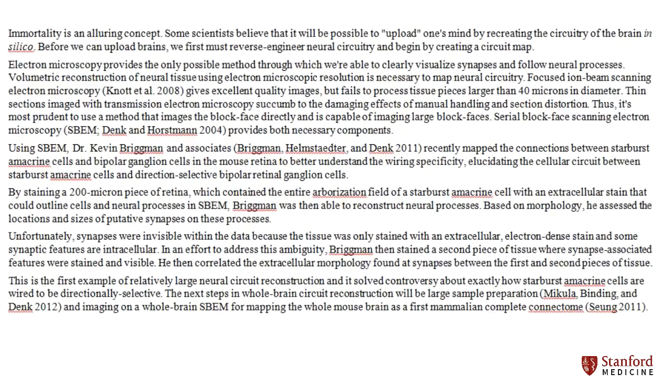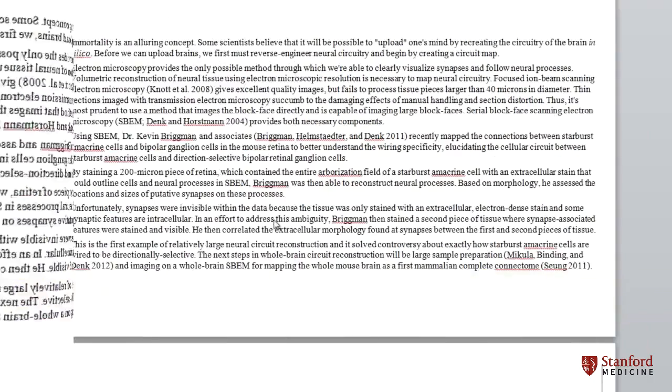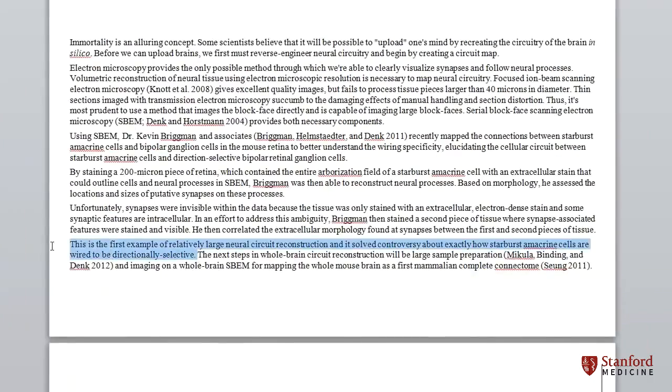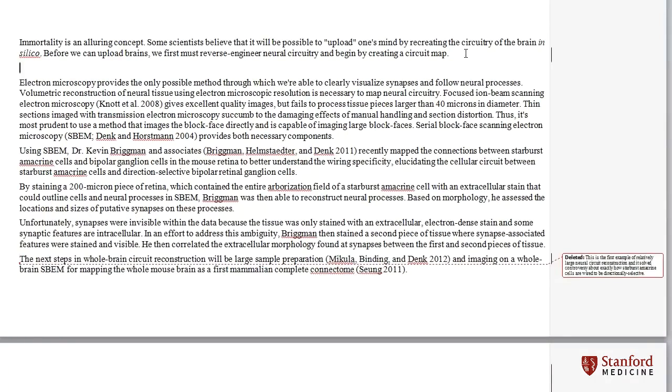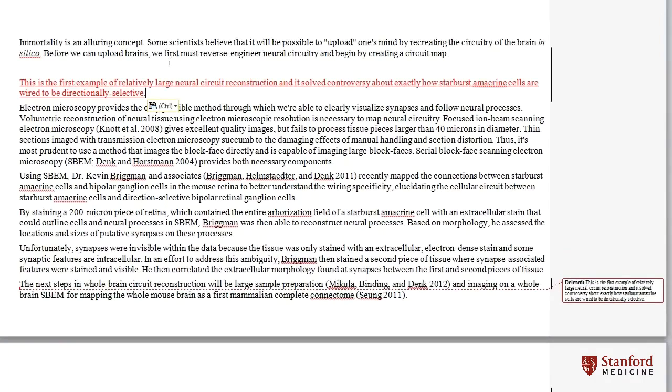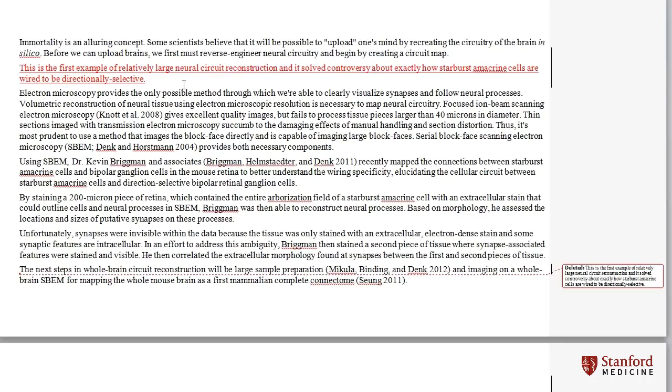So I'm going to move up a little bit from the 3rd paragraph. And actually, if you go all the way down to the end of the paper, the last paragraph, there's a really nice statement of the significance of Dr. Brigman's work. So I'm going to move that up and make this first sentence here the basis of the actual 2nd paragraph of the essay. So I'm going to delete this and pop this right here, because this is the essence of the study. This is the significance of Dr. Brigman's study. What did they do? Well, it's the first example of a relatively large neural circuit reconstruction.